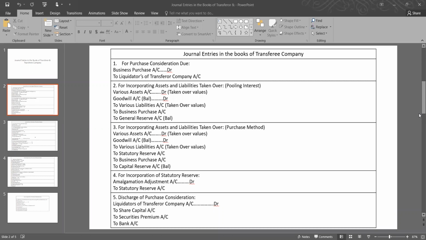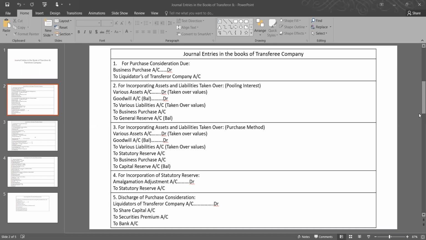Today we are going to discuss the journal entries that we record in the books of both the transferee company and the transferor company. First I will explain what the transferee company is. The transferee company is the company which is going to purchase another company. The transferor company is the company which is going to be sold to the other company. So for both companies, we have to pass journal entries.